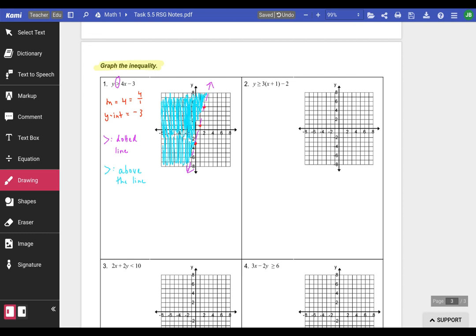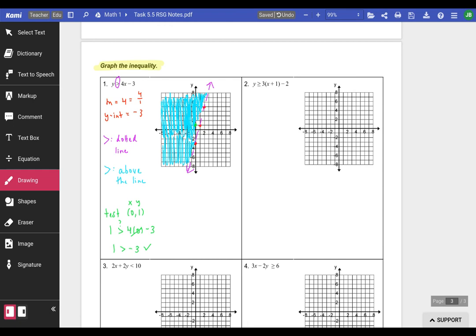Again, I really like to check my answer so I know if I shaded in the correct place. So I'm going to test a point. This looks like (0, 1). So I'm going to test the point (0, 1). This is x and y. If I plug in 1 for y, I get 1 is greater than 4 times 0 minus 3. I want to know, is that true? 4 times 0 is 0, and I get 1 is greater than -3. Positive 1 is greater than -3, so I know I've got a correct answer.